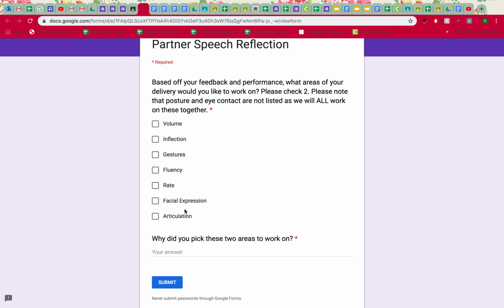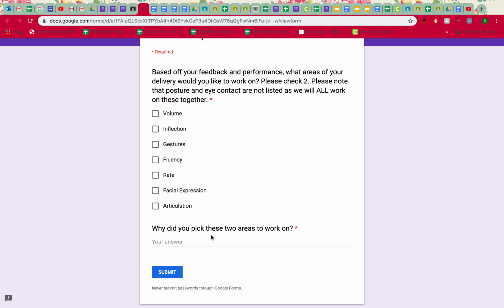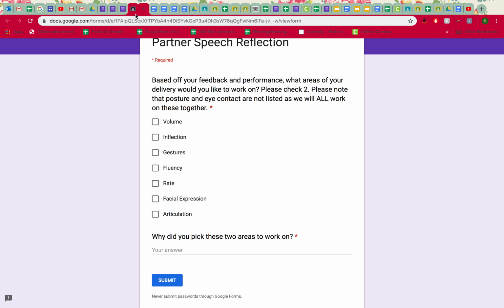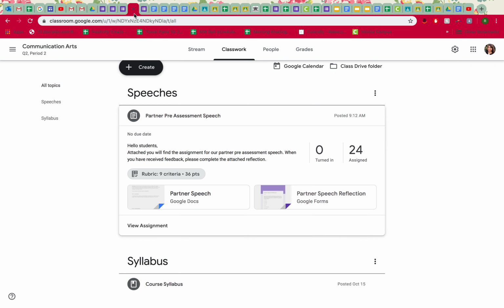This will help me to design some activities for us to do in our class, to put you in groups so that you can really focus on things you want to improve upon. And then also tell me, why did you pick those 2 things? So very simple, very easy. Again, this helps me. Now, if you don't fill this out, I get to kind of decide for you what you'll be working on this quarter, which definitely isn't as fun. So please make sure you let me know what you want to do.